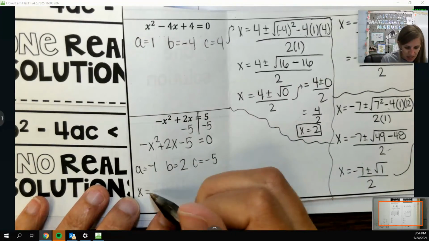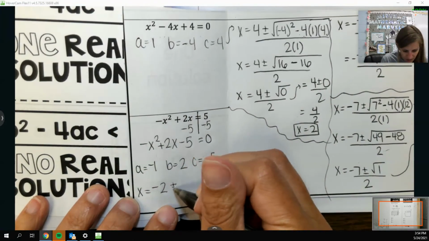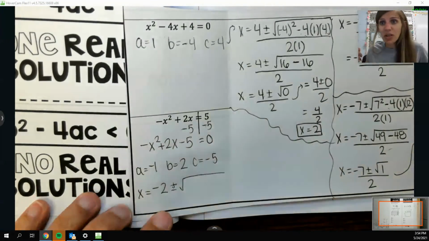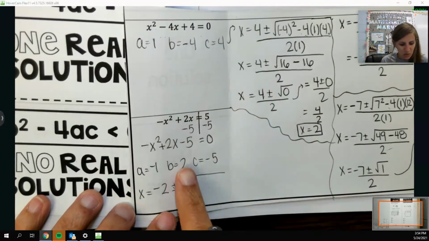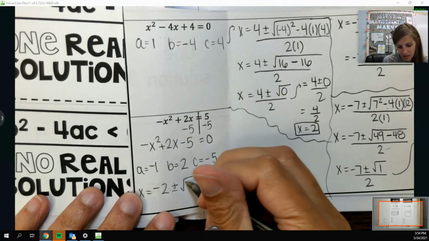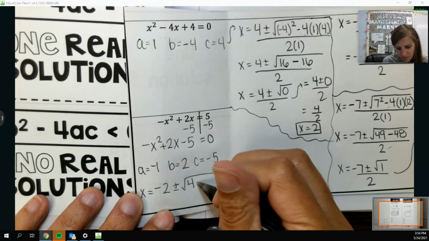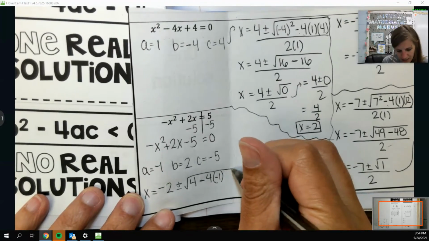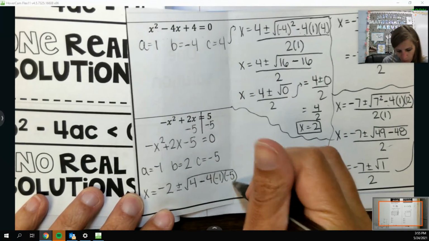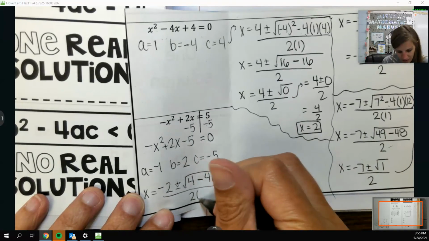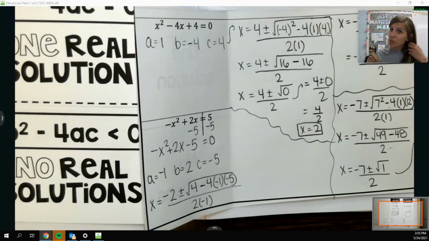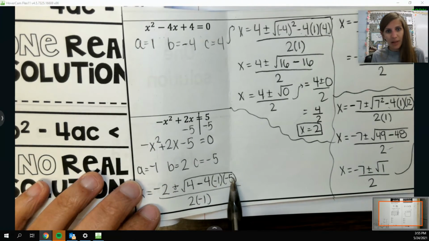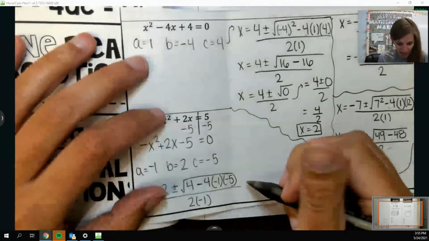So x equals negative b, so negative 2, plus or minus the square root of b squared, which if you do start getting really good at this, I could maybe do b squared in my head, like 2 squared is 4, minus 4 times a, which is negative 1, times c, which is negative 5, all over 2 times a, which is negative 1. Now, a really common mistake that some people will do is they'll try to subtract here first. You really can't. You have to multiply before you can subtract.